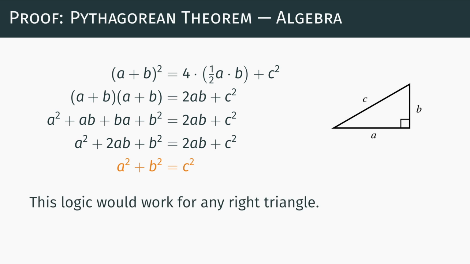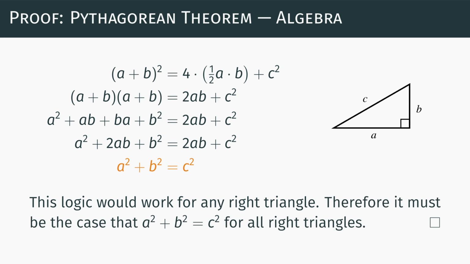And now the great thing about this is this logic works for any right triangle. When we set this up, we purposely chose a right triangle that wasn't special in any way. We chose a right triangle where we didn't really know anything about it. We just said, let's call the sides A and B for the legs, and we'll call the hypotenuse C, and let's just see what we can do with it. So because we didn't have anything special for this right triangle, this logic works for any right triangle. And because it works for any right triangle, it's got to be the case that A squared plus B squared equals C squared for every single right triangle that's out there. And that's it. We've managed to prove the Pythagorean theorem.